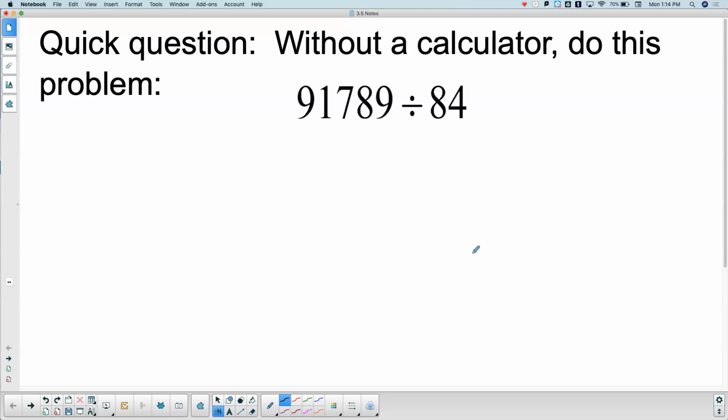Okay? So what I would like you to do now is, without the use of a calculator, so all paper and pencil, math is done in pencil, right? Okay? I want you to divide that out: 91,789 divided by 84 without the use of a calculator.